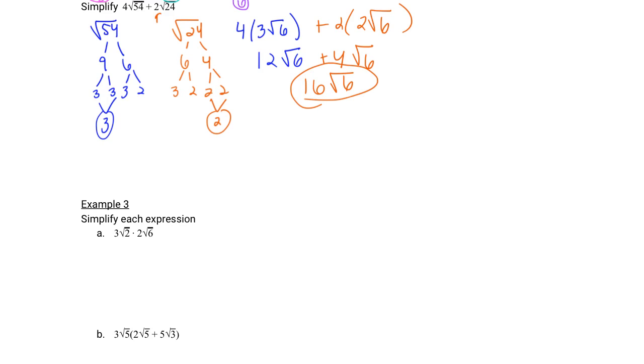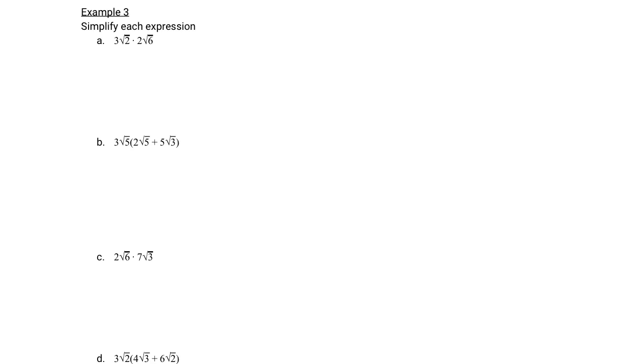I hope that's what you got. Pretty straightforward there. Now, when we multiply in these expressions, we're going to multiply the coefficients first. 3 times 2 is 6. And then we're going to multiply the radicals. 2 times 6 is the square root of 12.